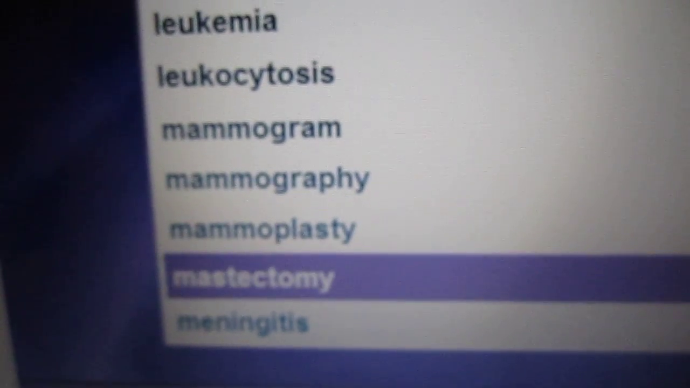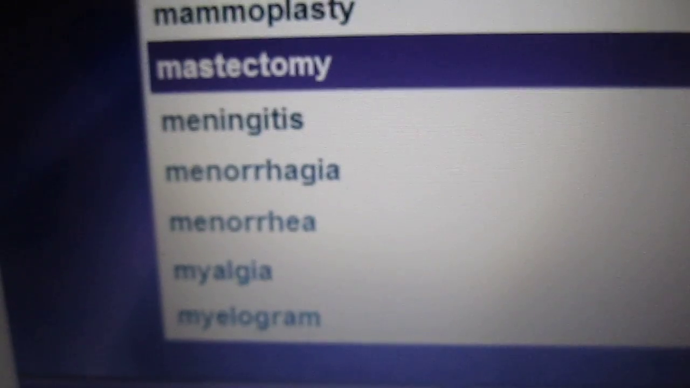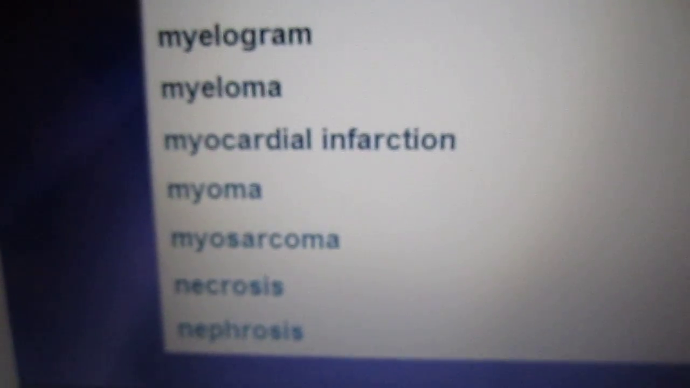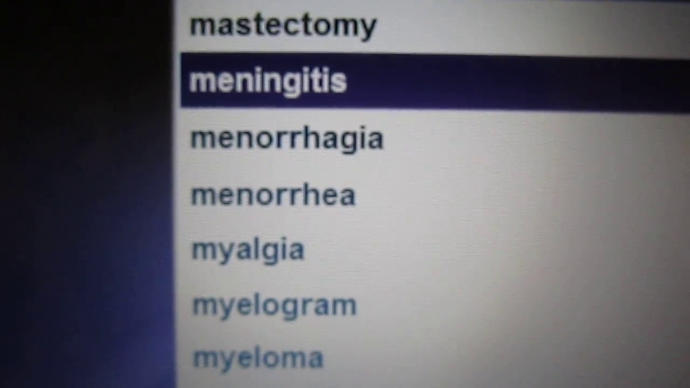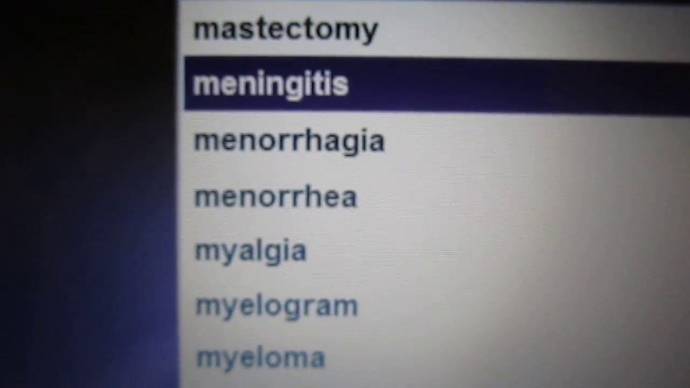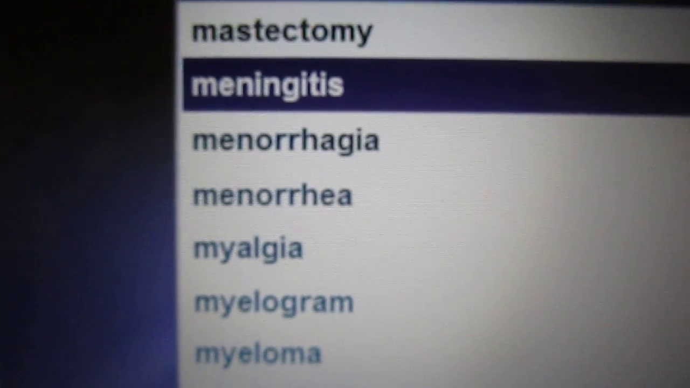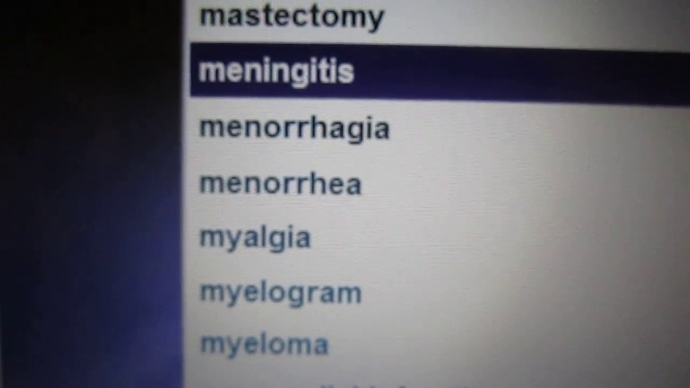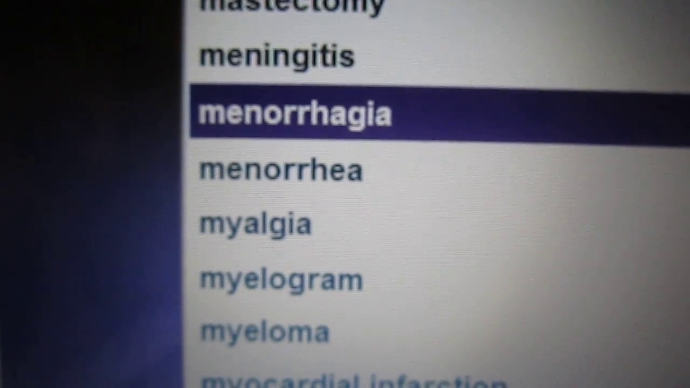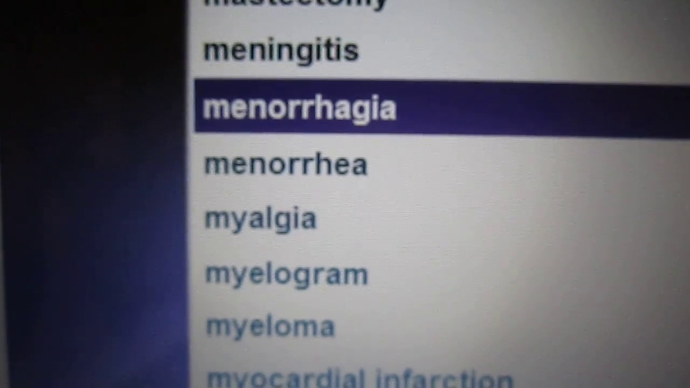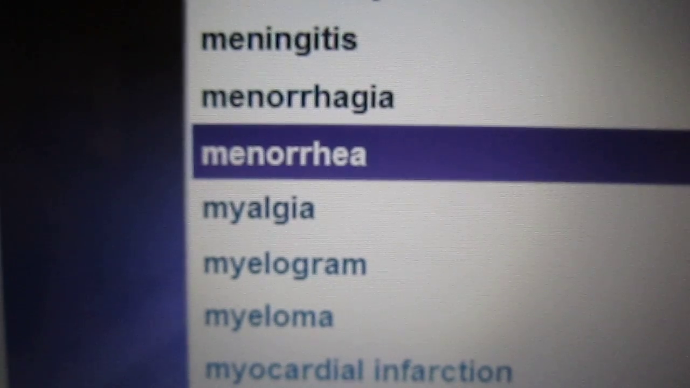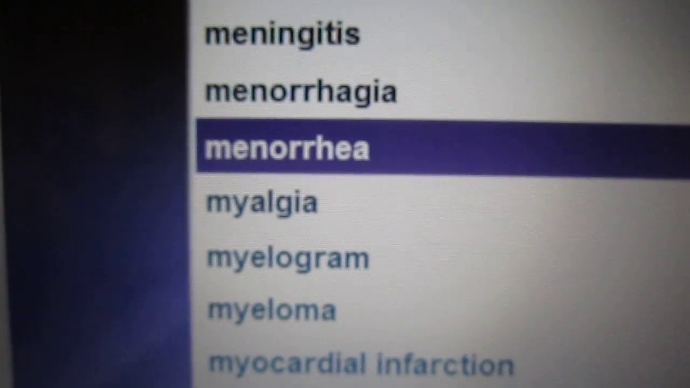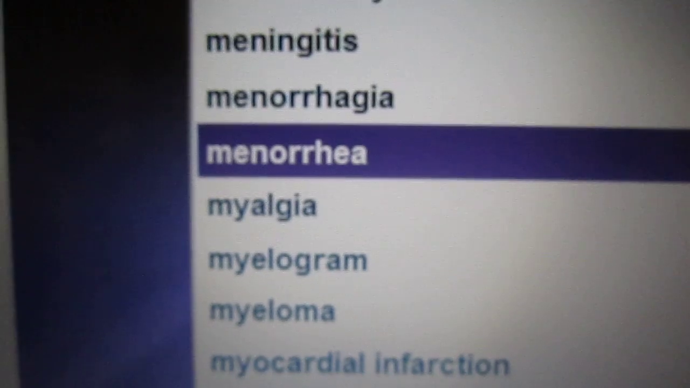Mastectomy. Masto is also a combining form for breast. Mastectomy is surgical removal of a breast. Meningitis. Meningitis is inflammation of the meninges, the membrane surrounding the brain and spinal cord. Menorrhagia. Menorrhagia is excessive flow of blood during menstruation. Menorrhea. Menorrhea is menstruation or monthly sloughing of the inner lining of the uterus.